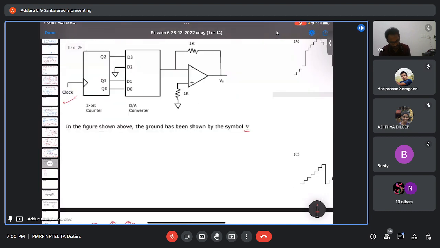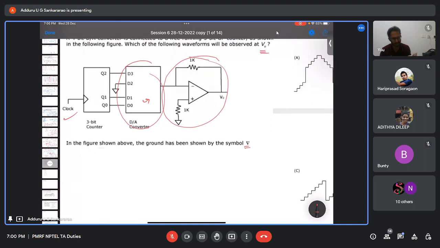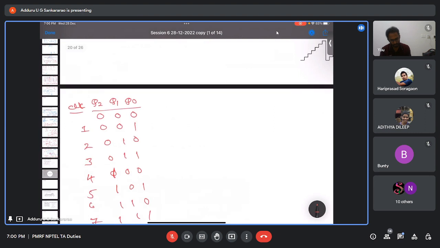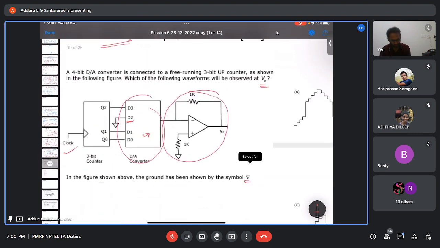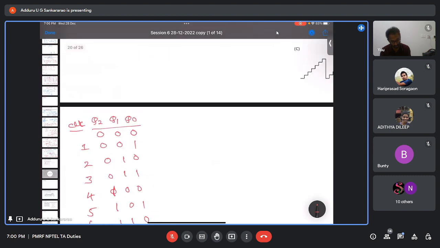Now it is connected to a DAC, digital to analog converter. This entire setup is a DAC, and this is some amplifier which will amplify the DAC output. Okay, now in the DAC, if you see, D2 is fixed to ground, so Q2 is connected to D3, Q1 is connected to D1, Q0 is connected to D0, D2 is connected to ground.